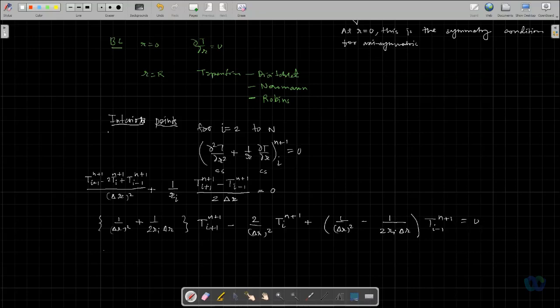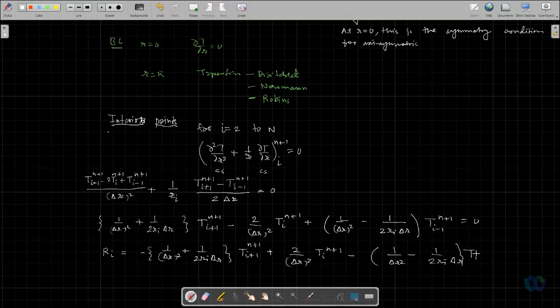Now, for these interior points, you can calculate Ri. Ri can be calculated simply by taking right hand side minus left hand side. So, right hand side is 0, left hand side will go here. So, this term 1 by delta r square plus 1 by 2 ri delta r is here, T i plus 1 n plus 1, and minus will become plus 2 by delta r square T i n plus 1 minus 1 by delta r square minus 1 by 2 ri delta r T i minus 1 n plus 1.